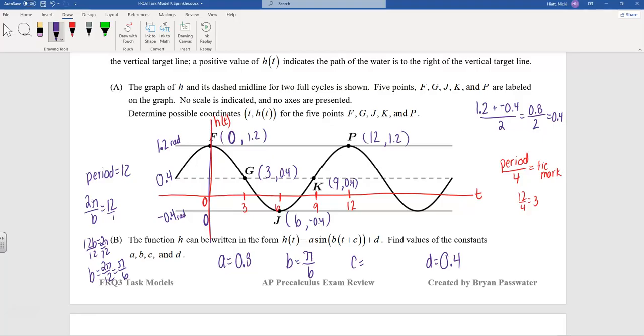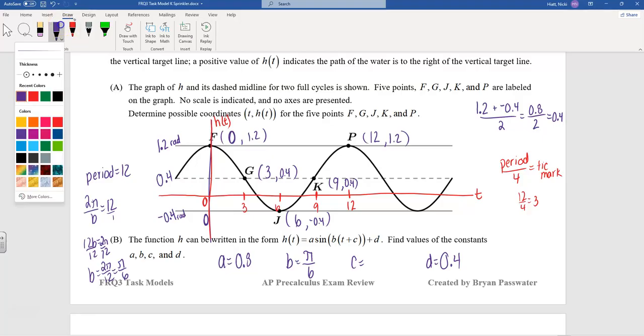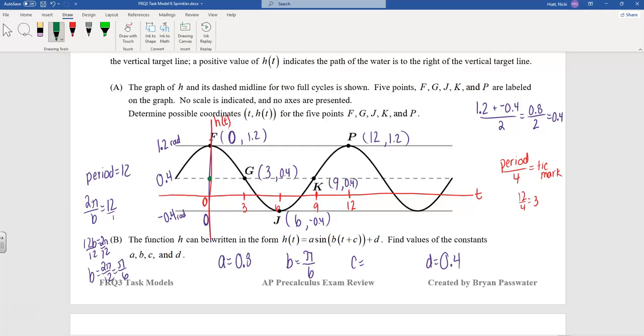So our B value is pi over 6. Okay, and then I think that finding the phase shift is probably the hardest if it has one. If it doesn't have one, it's easy. It's just 0. But if I'm doing sine instead of cosine here, sine starts at a midline, and then it goes to a maximum, and then it goes back to the midline, and then it goes to a minimum and back to the midline.